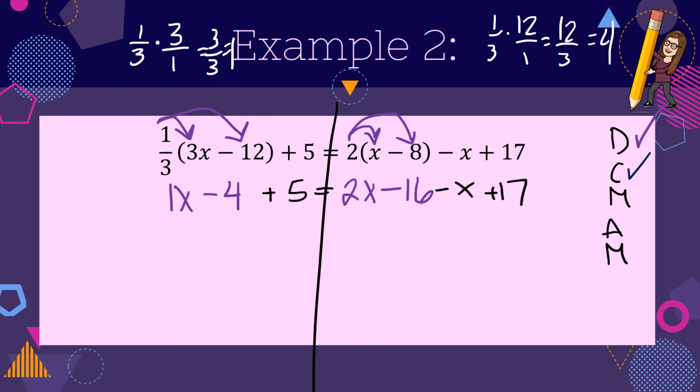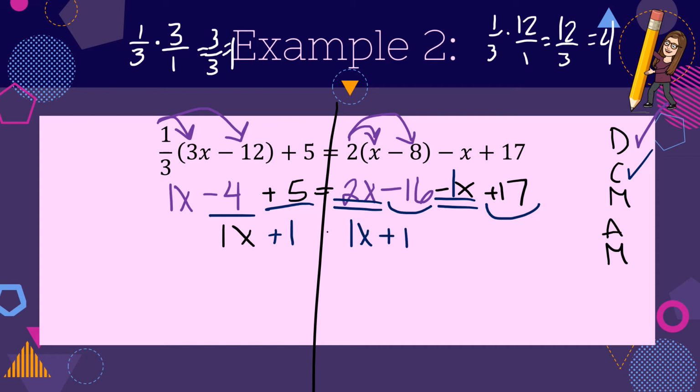All right, next we have combine. Yep, we need to combine. Look at that left side. What can I combine on the left? I see a -4 and a +5. That gets me to +1. And then the 1x falls down. Let's look at the right side. Ooh, I have a lot. So let's start here. I've got 2x minus 1x. That gets me to 1x. Then I have -16, +17. That's +1. Oh, look at this, you guys.